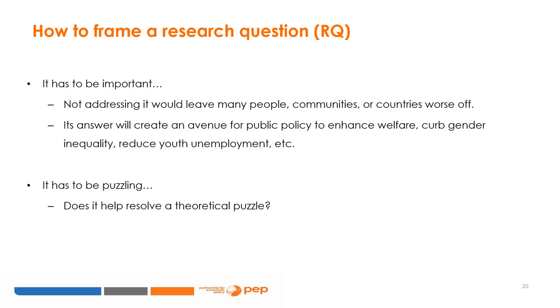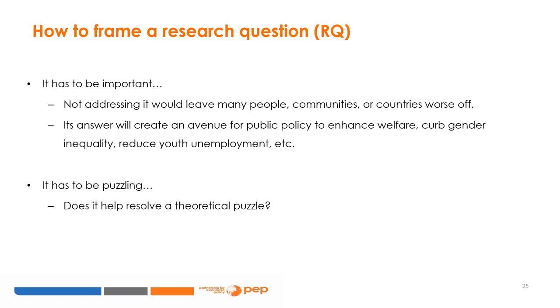A good research question has to relate an effect to a potential cause. The second thing is that the impact of finding a cause must be important. In other words, not finding its cause would leave a critical mass of people worse off. For example, increasing youth unemployment or reducing fiscal revenue.